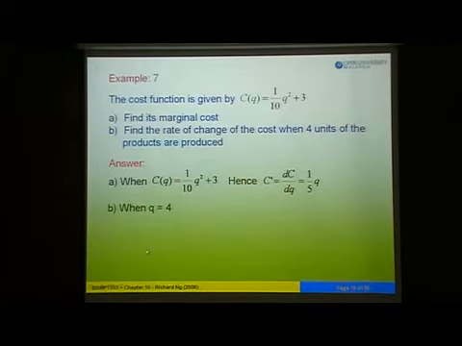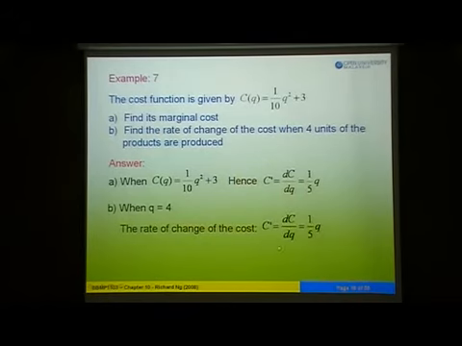Okay. And part B, we are asked to find the rate of change. So remember, as I said, rate of change refers to the marginal cost, which is dC over dq. And since we are given the quantity is 4 units, the rate of change of the cost is dC over dq, which is 1 over 5 q. And then when q is equal to 4 units, you substitute q with 4. So we will get 0.8. Okay.